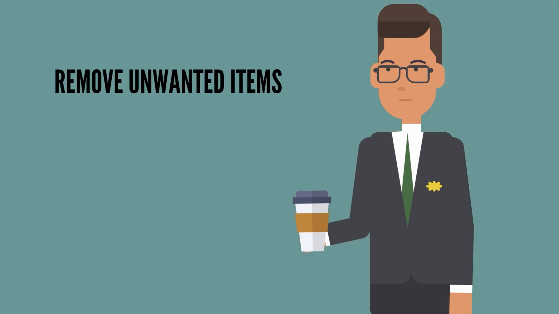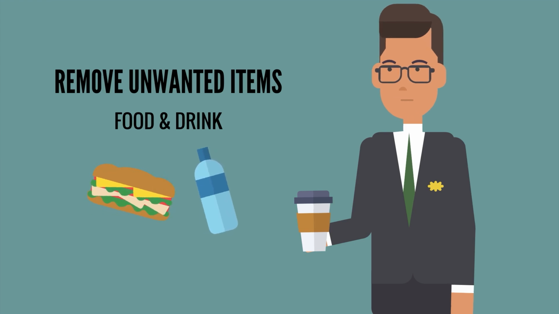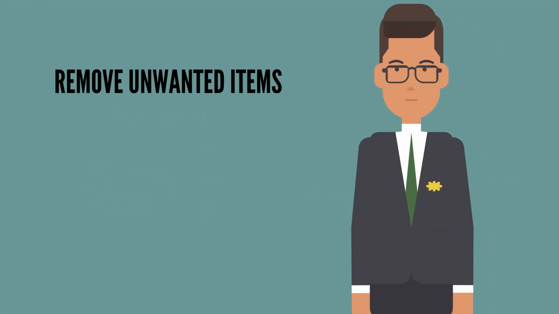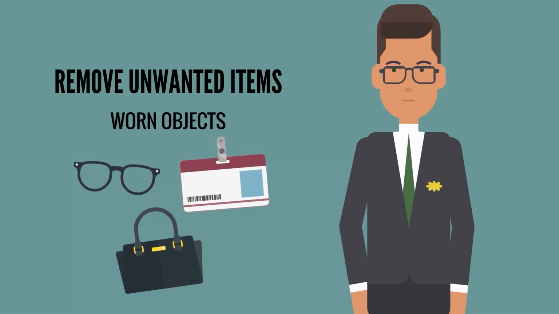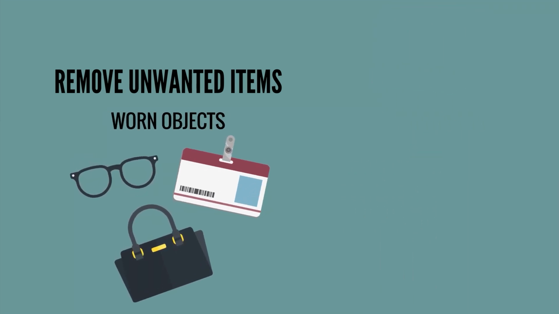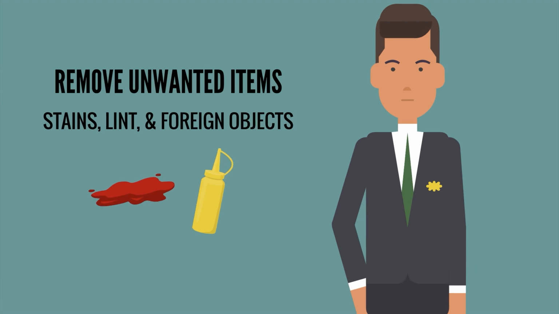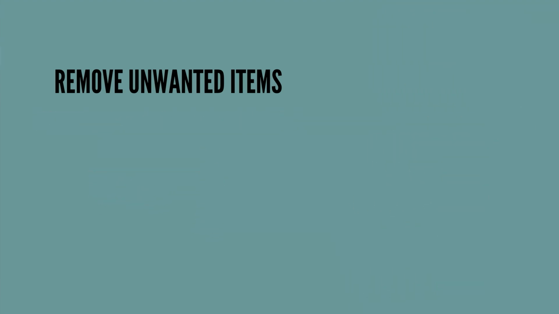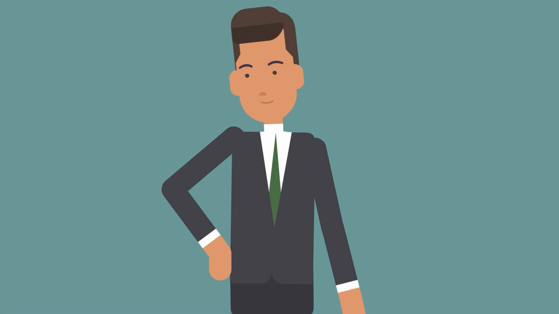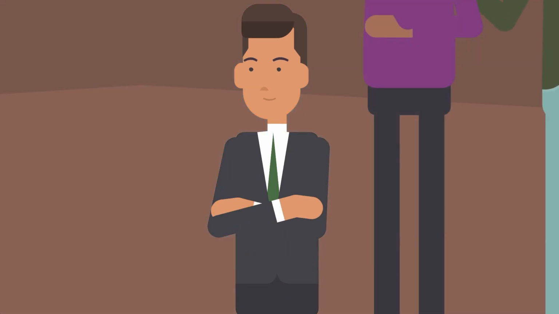First, the removal of unwanted items. This commonly includes food and drink that people forget that they are holding. You should also remind people about worn objects like bags and badges. Try not to miss any stains, lint, or foreign objects. Correcting these issues can help people look and feel better throughout the shoot process.